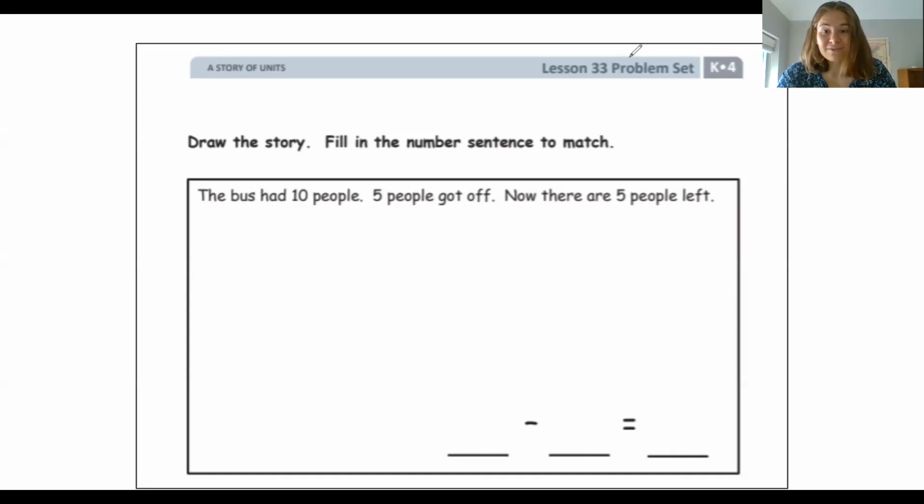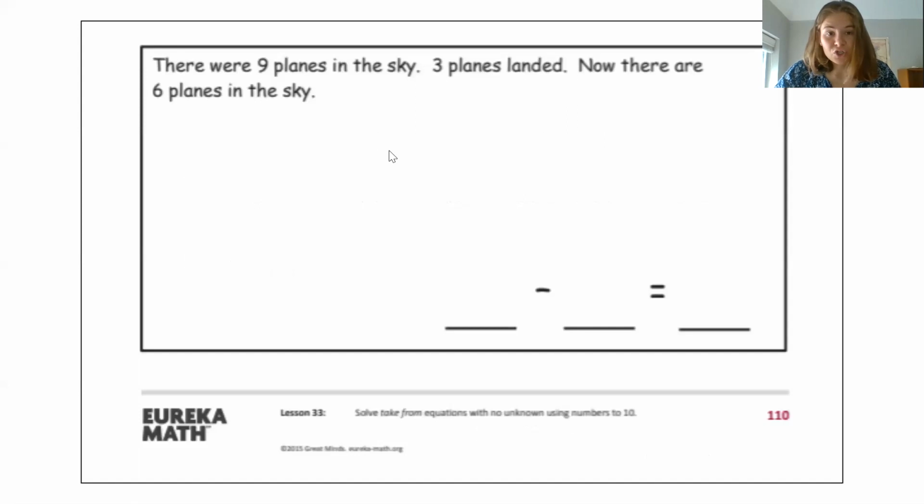All right, last one. This is going to be all you. You're going to draw the picture to show this and then write your number sentence. There were 9 planes in the sky. 3 planes landed. So draw your 9 planes. Hit pause to draw your planes. Hit play when you're ready.